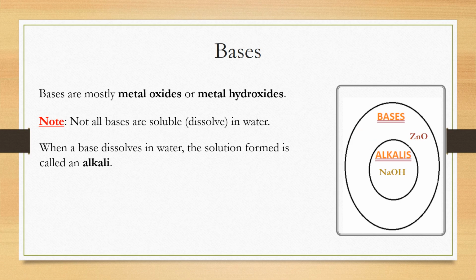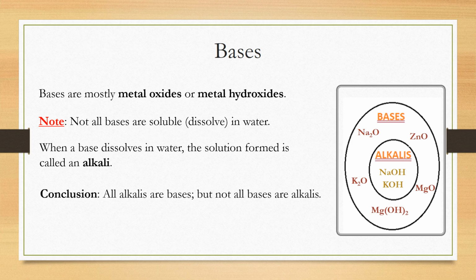Sodium oxide, potassium oxide, zinc oxide, magnesium hydroxide, sodium hydroxide, and potassium hydroxide are all oxides or hydroxides of metals. Therefore, they are all bases. Sodium hydroxide and potassium hydroxide are also classified as alkalis since they are formed when their corresponding basic oxides dissolve in water. So we conclude that all alkalis are bases, but not all bases are alkalis.